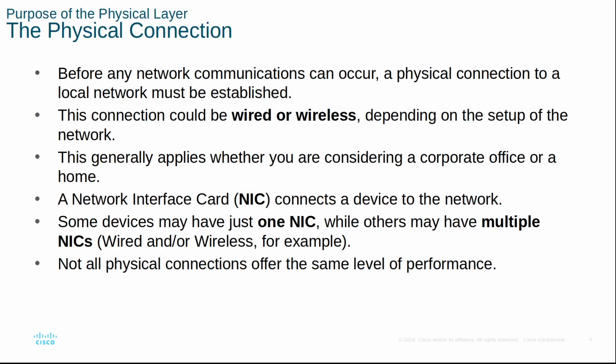So, at the physical layer, you need a physical connection, right? Before you can send data over the network, you have to be physically connected to the network. That makes sense. Now, this could be a wired connection. It could be a wireless connection. It depends on what type of network you're configuring. And this applies to any network, whether it's a corporate office, whether it's a home, whether it's anything in between. Everything's physically connected at some point, and even wireless counts as a physical connection.